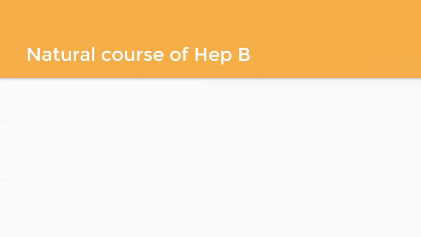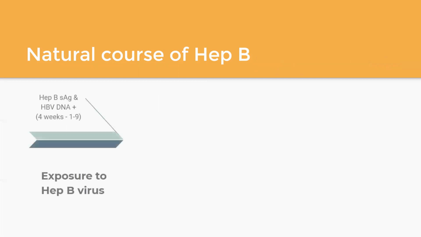So the natural course of Hep B, and the reason I'm spending so much time on this kind of foundational information is because once you understand this, the labs are going to be so much faster. So the natural course of Hep B: you're exposed to the virus. The first available blood test that's going to change is the detection of the antigen on the virus. You'll also have the HBV DNA detectable around the same time, and this happens about 4 weeks on average after exposure. These patients are not symptomatic. They just are exposed and the things are forming and all that.